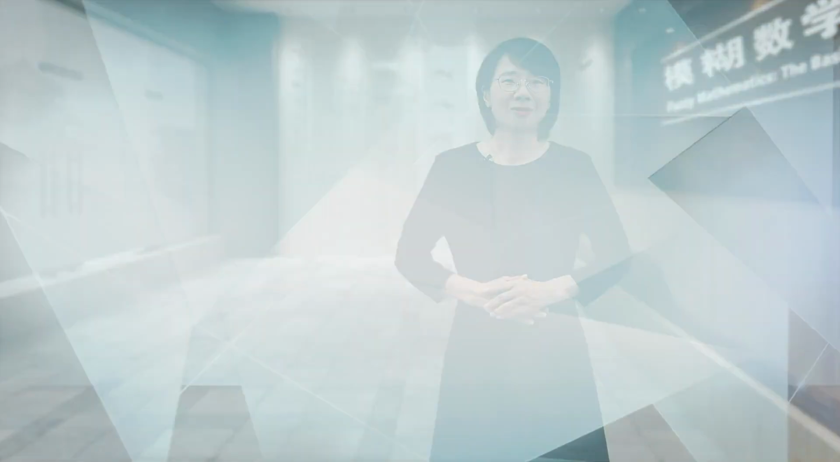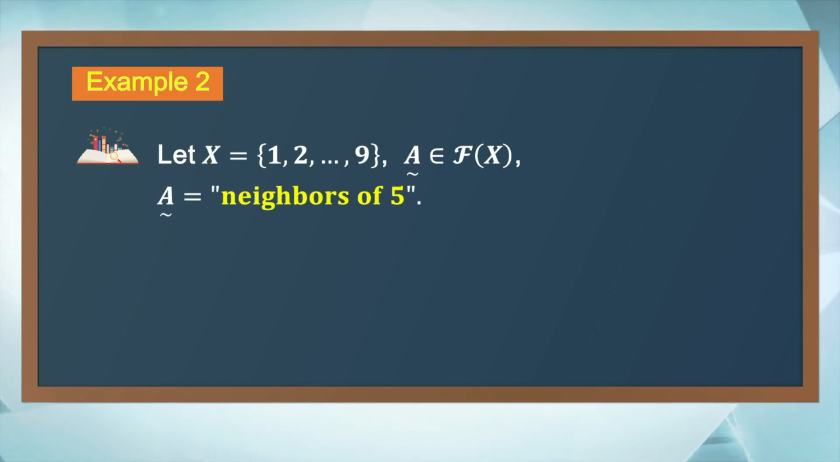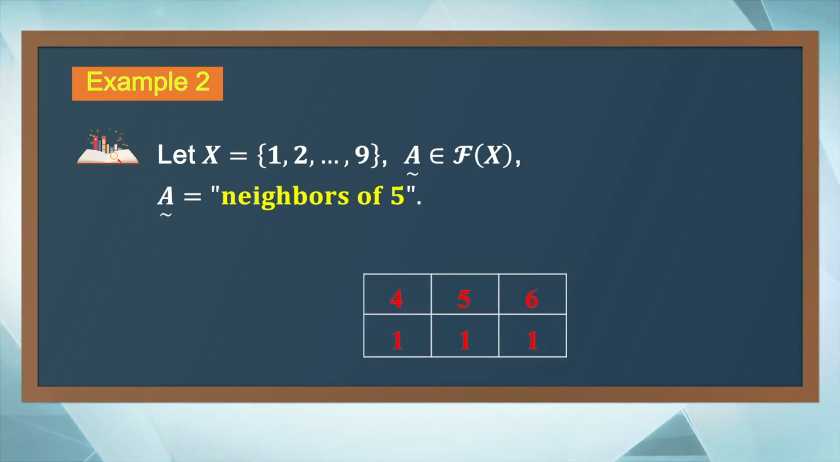Now we have introduced the 3 types of notations for fuzzy sets. Let's do some examples. Example 2. Suppose X is the set of 1, 2, 3, 4, 5, 6, 7, 8, 9. Here X is the universal set. Let A be the set neighbors of 5. If the set neighbors of 5 is considered to be a crisp set, then 5 is a neighbor of 5, 4 is a neighbor of 5, 6 is also a neighbor of 5. Each of these 3 elements has 100% membership.